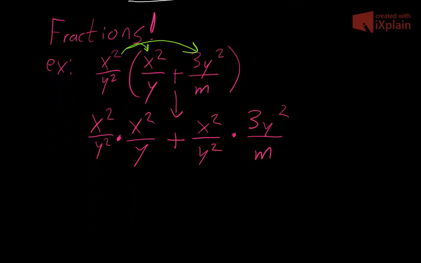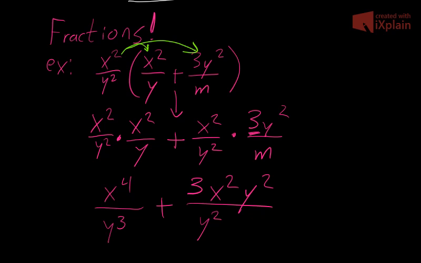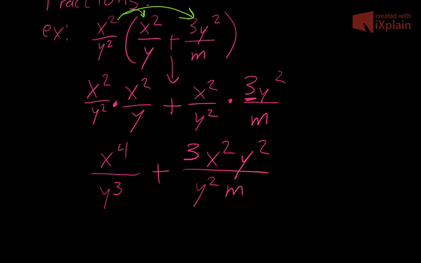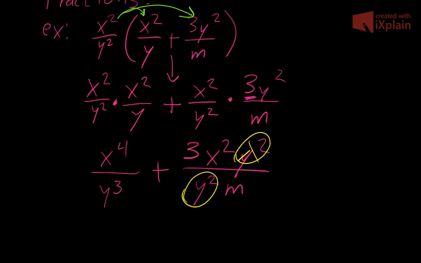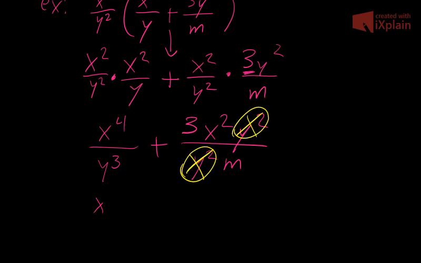After that, we can simplify, which is pretty easy. X squared times x squared is x to the fourth. Y squared times y is y cubed. Plus, over here, I'm going to keep my number out front, so I'm going to have 3 out front. X squared times y squared over y squared times m. And I can actually simplify this a little bit more. There's a y squared on top and a y squared on bottom, so both of those can go away because it's all being multiplied. After that, I have x to the fourth over y cubed plus 3x squared over m. Ta-da!